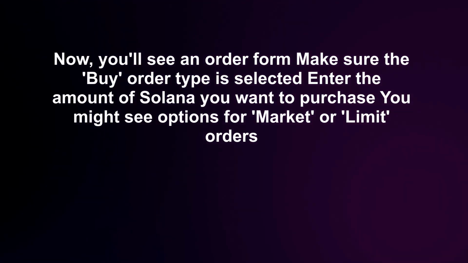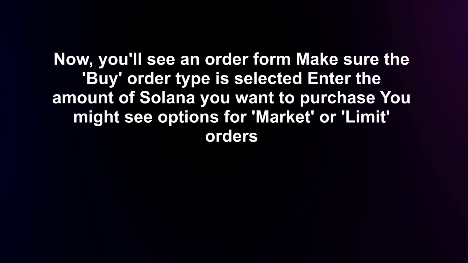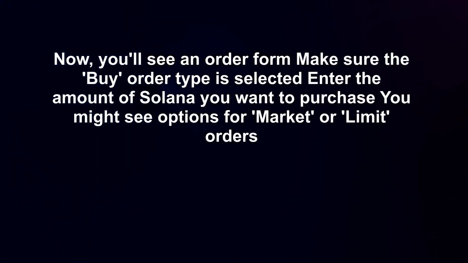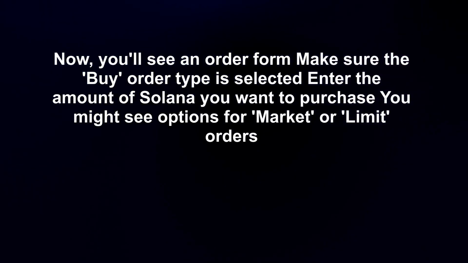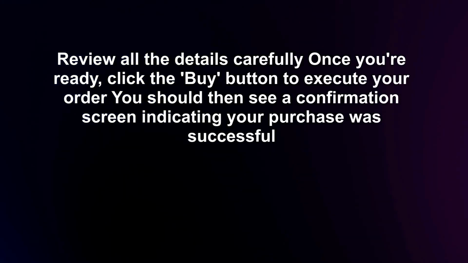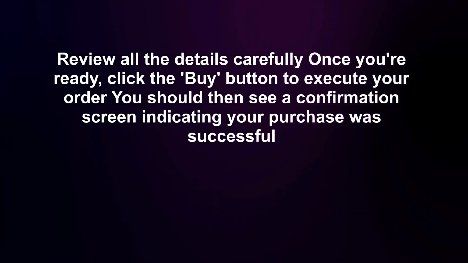Now, you'll see an order form. Make sure the buy order type is selected. Enter the amount of Solana you want to purchase. You might see options for market or limit orders. Review all the details carefully. Once you're ready, click the buy button to execute your order.